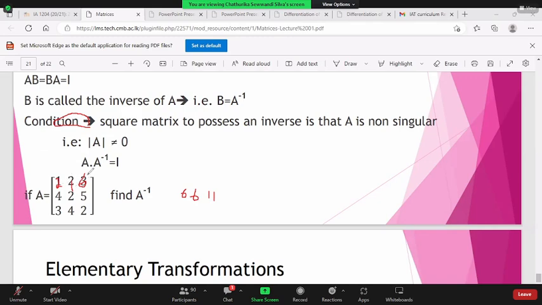So now the original first row, 1, 2, 3. Original third row, 3, 4, 2. Now this is the resultant matrix.